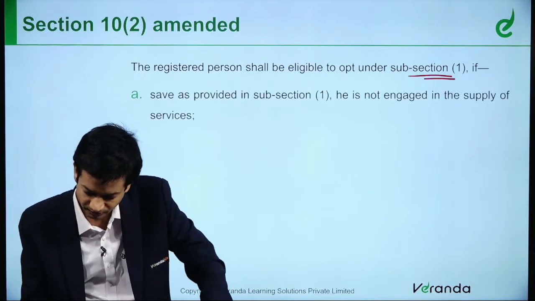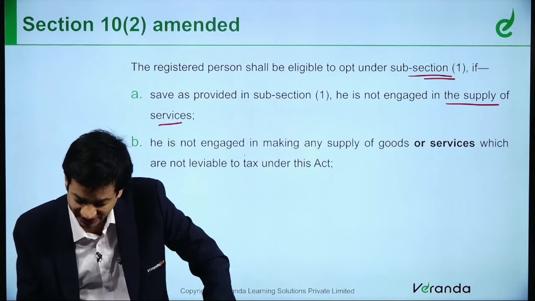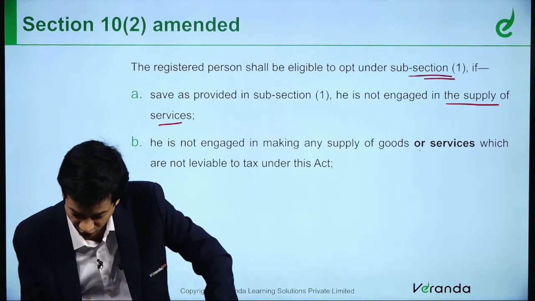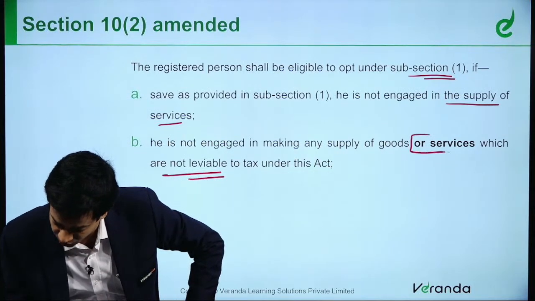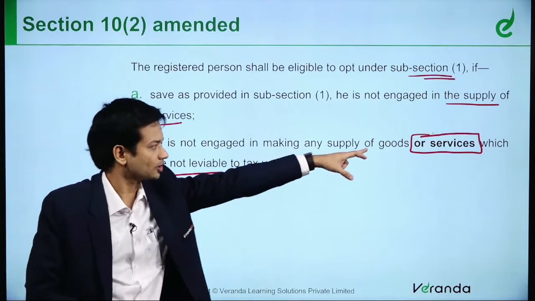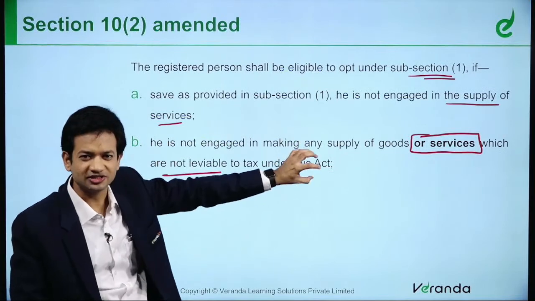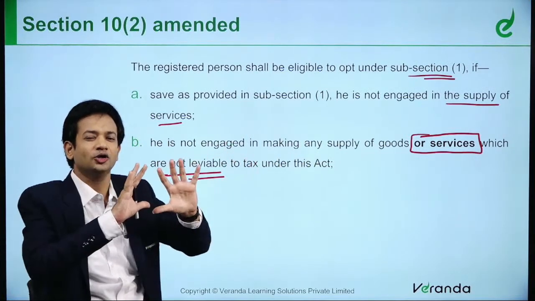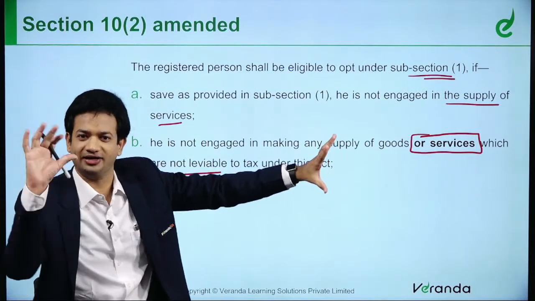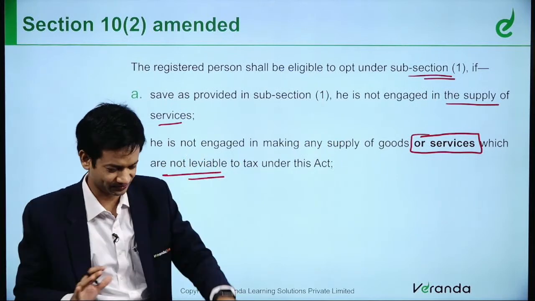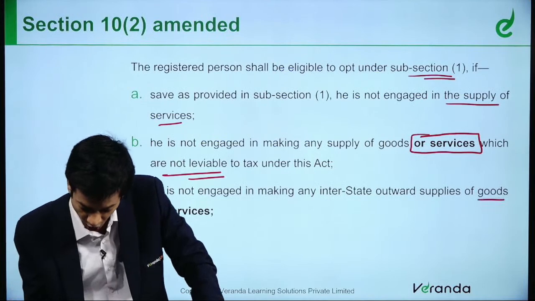Conditions, right? Save as otherwise provided, he is not engaged in the supply of services. He is not engaged in making any supply of goods or services which are not liable to tax under this Act. Earlier the word goods was only there. Now they have inserted this word or services. I have put in bold or services, because in section 10(2)A the same clause is there, so to bring harmony, to harmonize both section 10(2) and 10(2)A, they have just inserted this word. Nothing major. He is not engaged in making an interstate outward supply of goods or services.